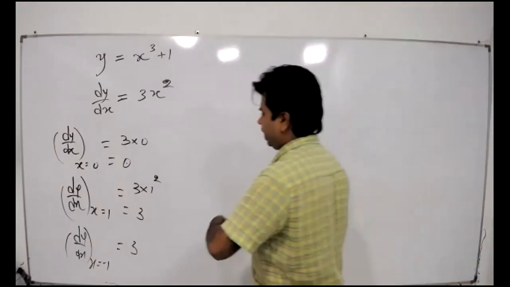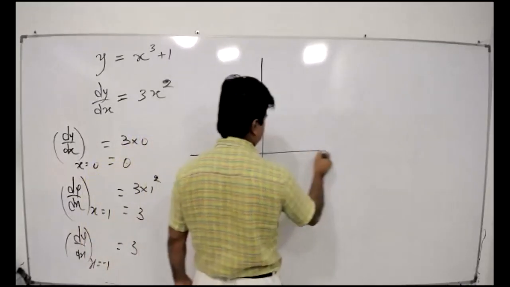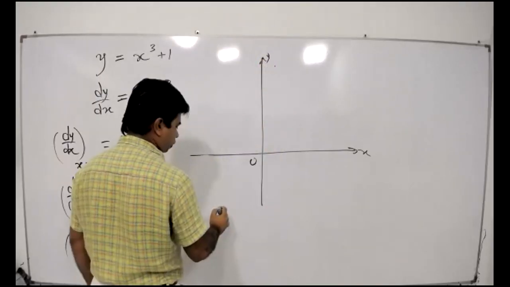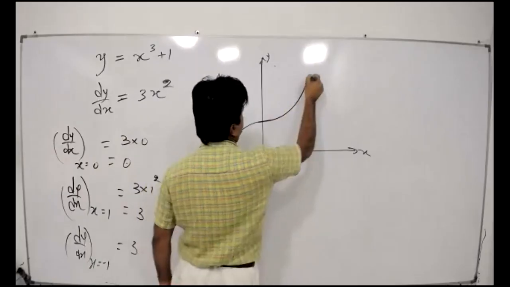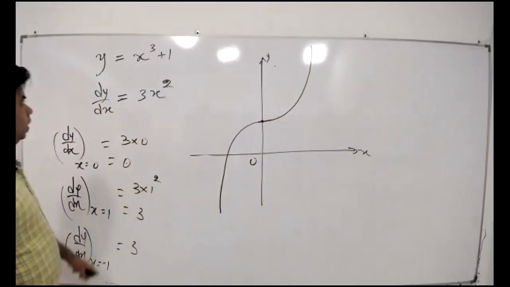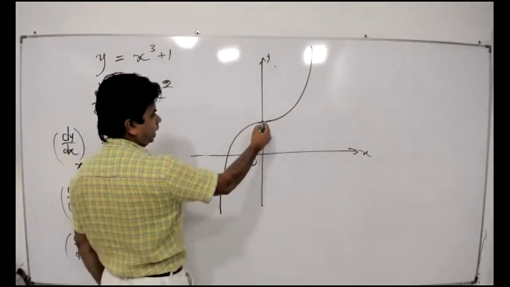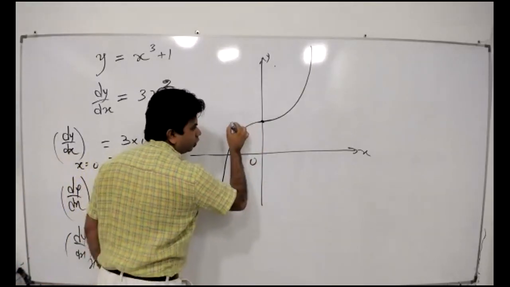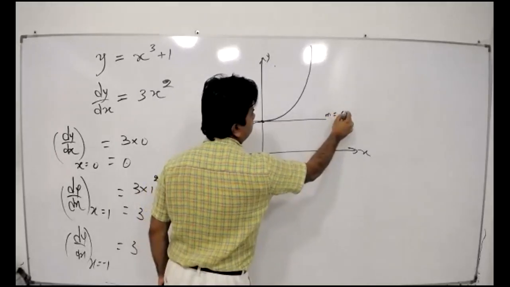Now, you know what it means? I explained it earlier also by using one example. Usually the curve is y equals x cube plus 1 like this. Now, you know that at x equals 0, the gradient is 0. What does it mean? When you draw the tangent, it will be like this. Here the gradient is 0.